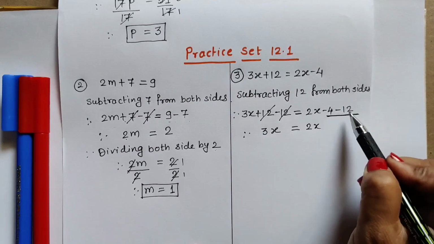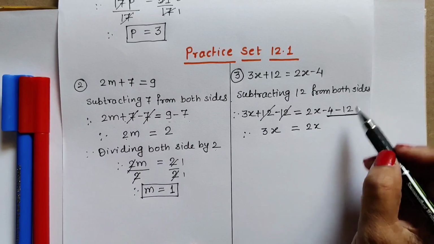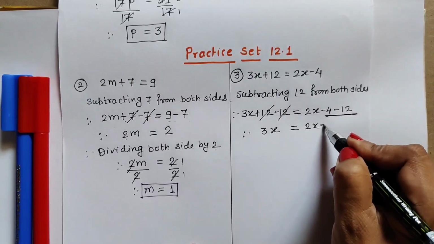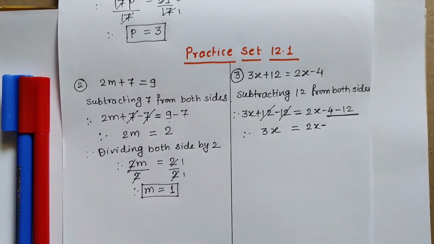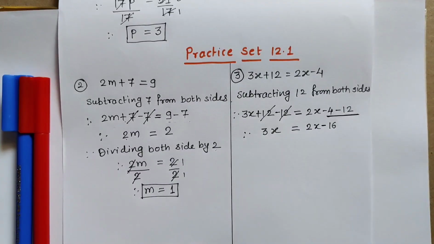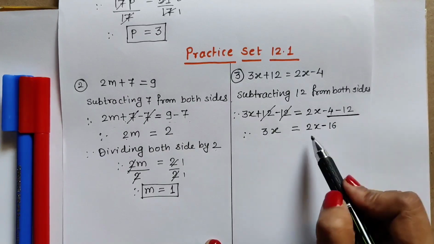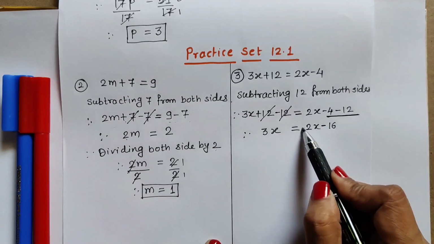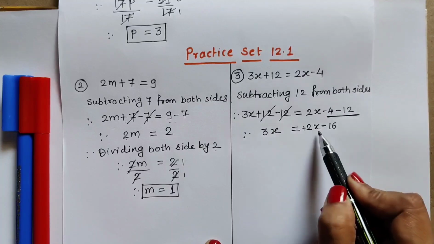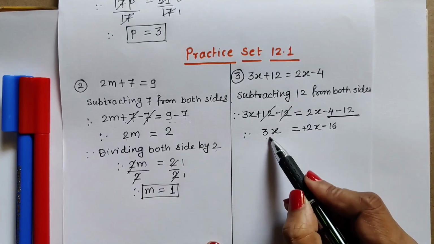That means minus 4 minus 12, what will be the answer? Minus minus will become plus, but we take the sign of the bigger number. So the answer will have a minus sign, and 4 plus 12 is 16. Now what are we going to do? We will transfer this plus 2x. No sign means the plus sign is there. So this plus 2x we transfer from right to left.